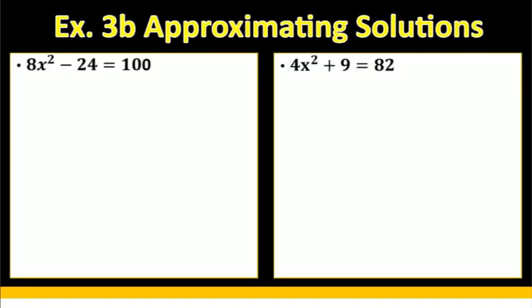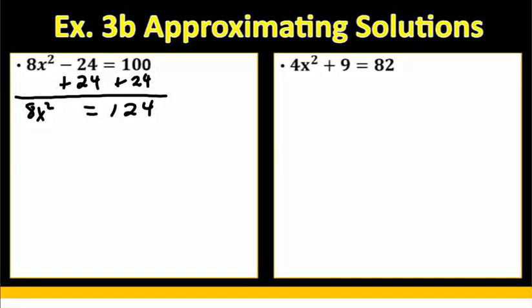Let's look at an example ourselves. 8x squared minus 24 equals 100. I need to get the 8x squared by itself, so I'm going to add 24 to both sides. And when I do that, I end up with 8x squared equals 124. Now to solve for x squared, I need to divide by 8. So I'm going to divide by 8 on both sides. And I have x squared equals 124 divided by 8.